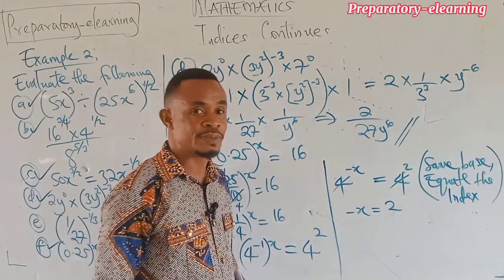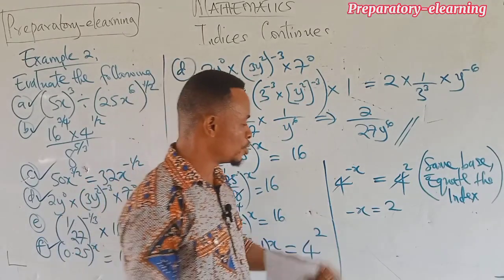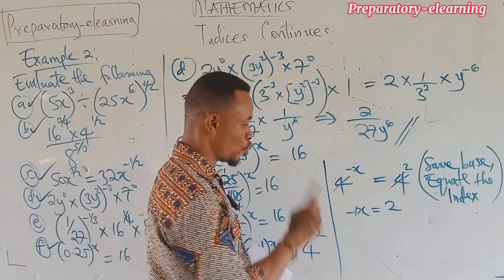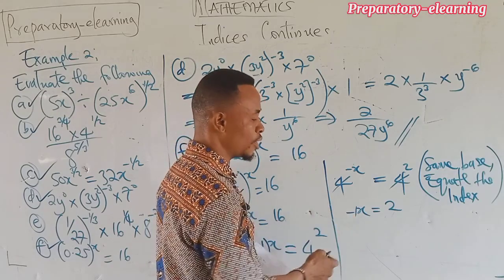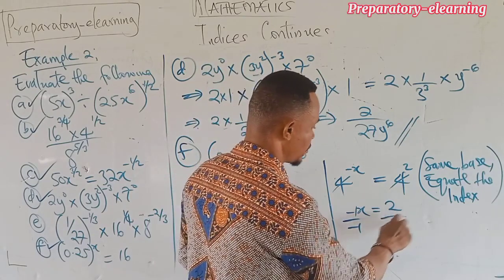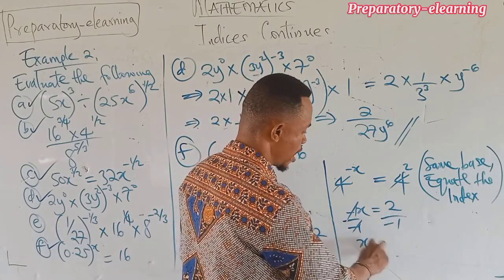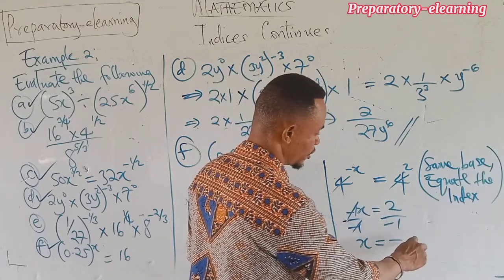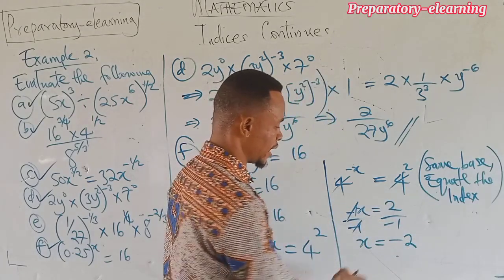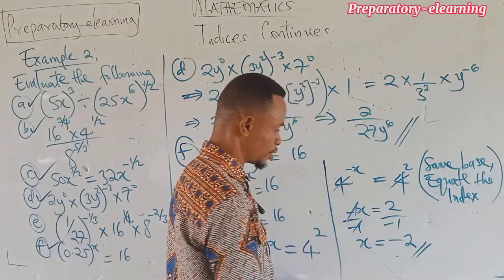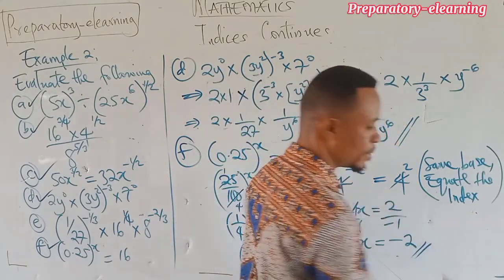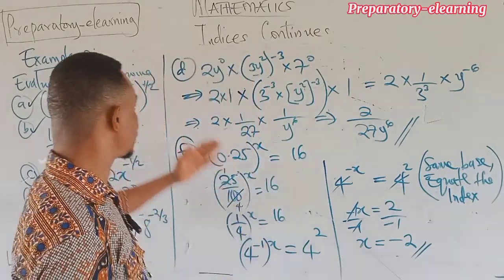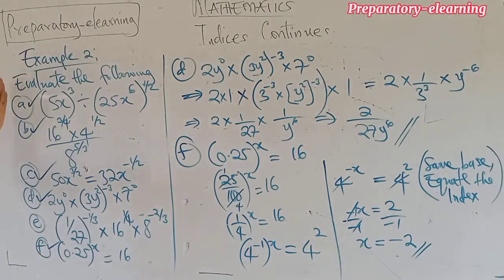We have to find x, not minus x. This is like saying minus 1x. To take out this minus, divide by minus 1. This cancels this, you have x is equals to positive divided by negative is negative 2. So the answer is x is equals to minus 2. These are the simple solutions to all of these questions that we have solved.